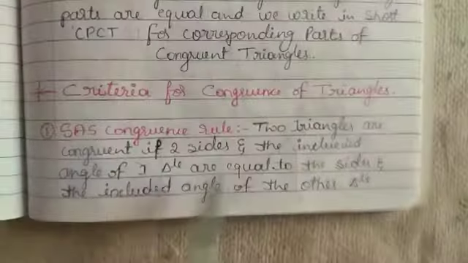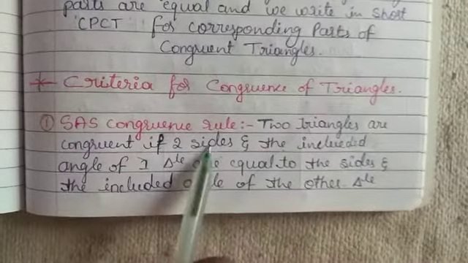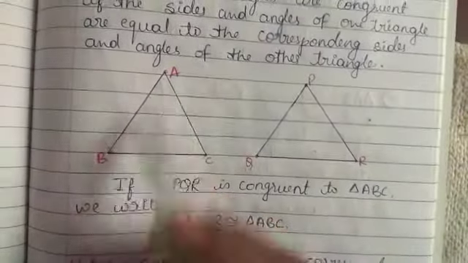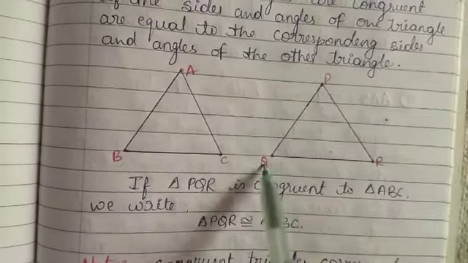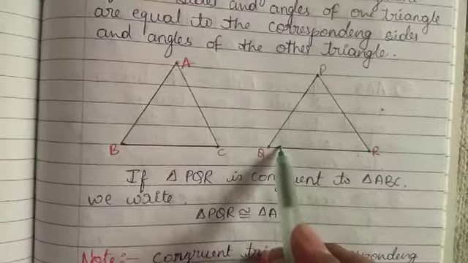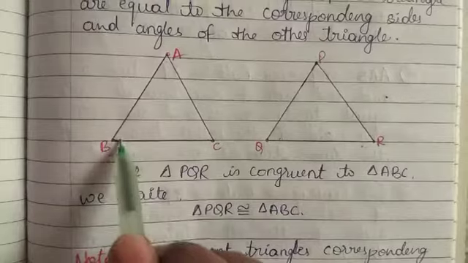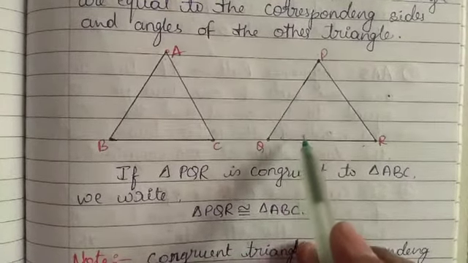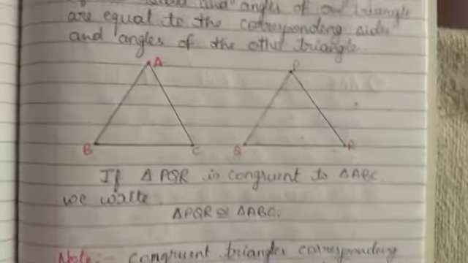Okay, see here what this statement says. Two triangles are congruent if two sides and the included angle are equal. Suppose I have AB is equal to PQ and BC is equal to QR and the included angle, angle B, is equal to angle Q. Then I can say by using SAS, meaning side angle side, the congruency rule says that these two triangles are congruent. Okay, understood? Next criterion.